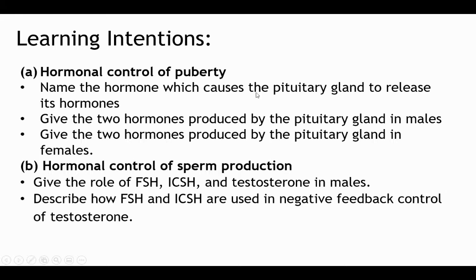We will be able to name the hormones which cause the pituitary gland to release its hormones. We will give the two hormones produced by the pituitary gland in males, and the two produced by the pituitary gland in females. We'll then, in subsection B, look at the role of FSH, ICSH, and testosterone in males, and describe how FSH and ICSH are used in negative feedback control of testosterone. In subsection C, in a different video, we will look at the female aspects of FSH and luteinizing hormone.